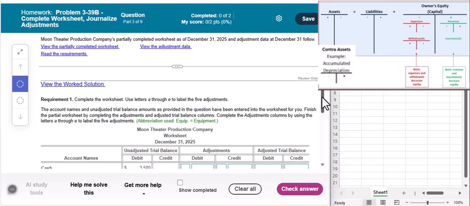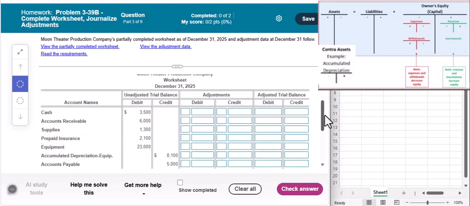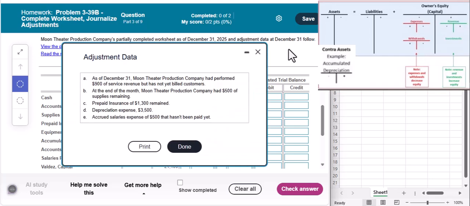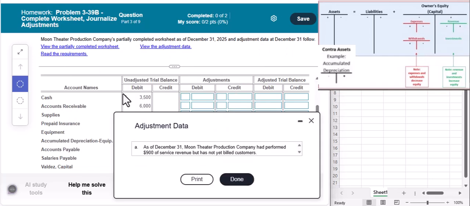So we're going to scroll on down a tiny bit here so we can see our columns and open up our adjustment data. And of course, as always, the data balances from the unadjusted trial balance come from the ledger, which is not shown here. So they put this data in here, these balances for us from the ledger. So for adjustment A, I've squeezed this down here so we can save some space.